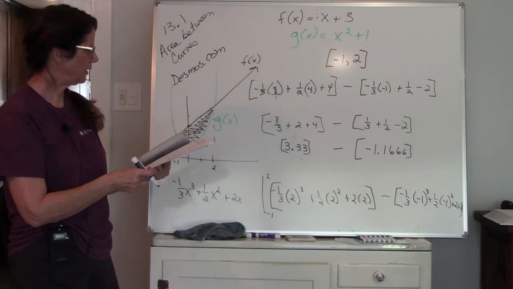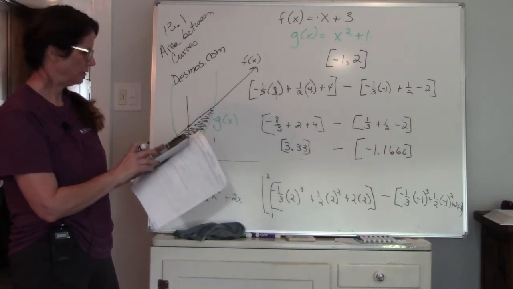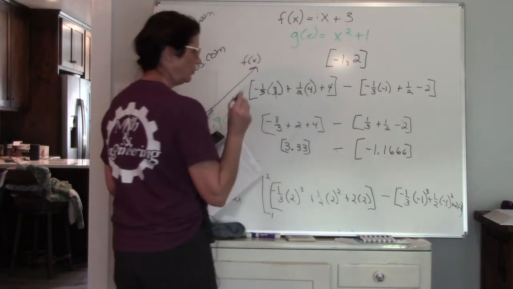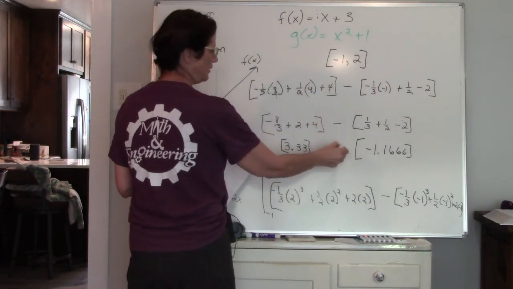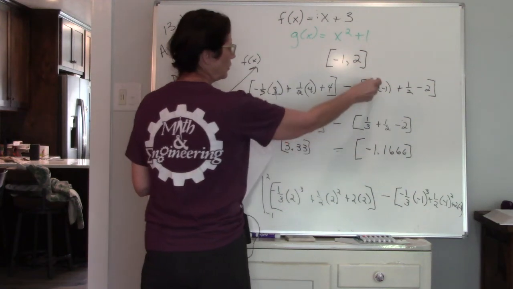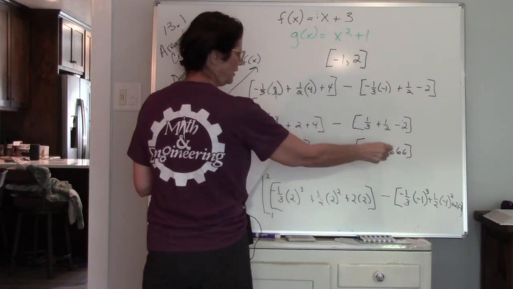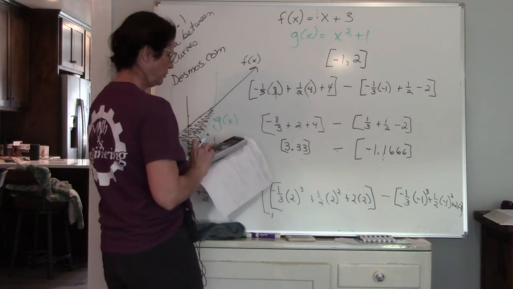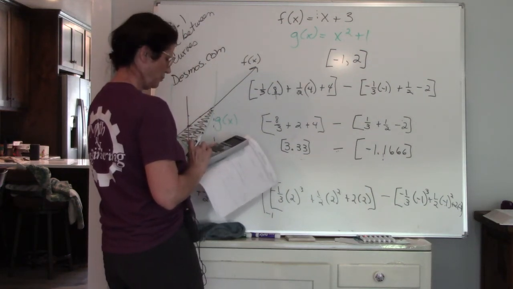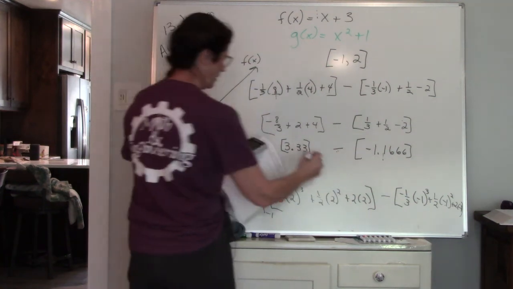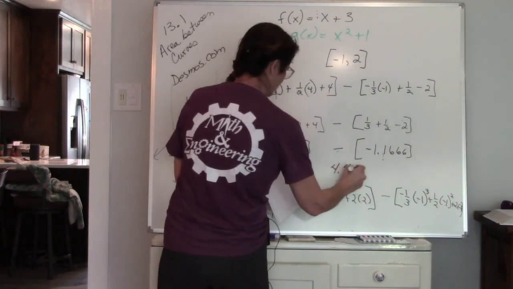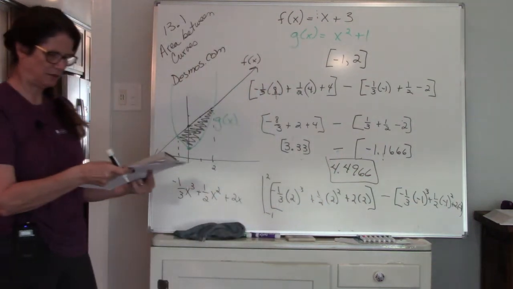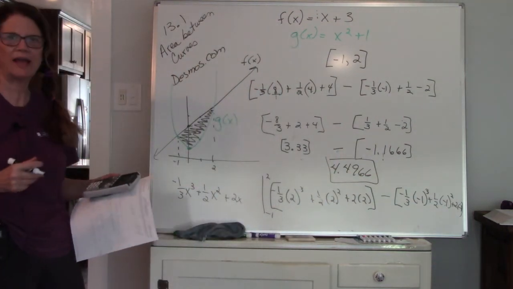I want to make sure I have my negatives all there. Okay, and now I have minus a negative. So again, you have to make sure that this minus sign keeps being brought down. Whatever's inside your bracket is, whether it's positive or negative, you still have to adjust that. So it's 3.33 plus 1.1666, and I get 4.4966. So that is the area under the curve, about 4.5.